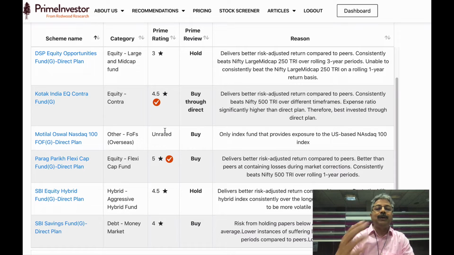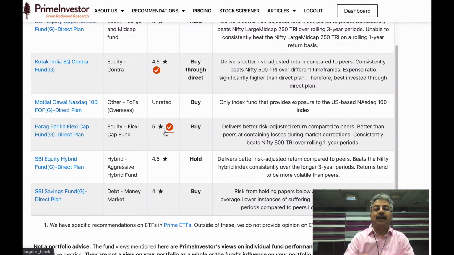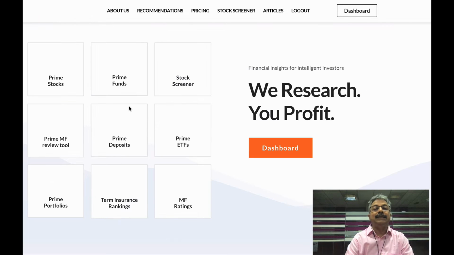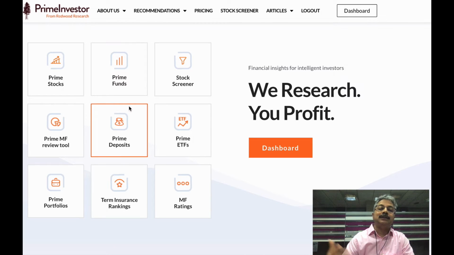There is more to it. You can click around and play around with it and understand the tool even better. But I'm just giving you a taste of what we have in our system. You can even download it as an Excel so that you can keep it for your records and compare it every quarter to see how your mutual funds are doing over a period of time. Okay, that is about mutual funds.